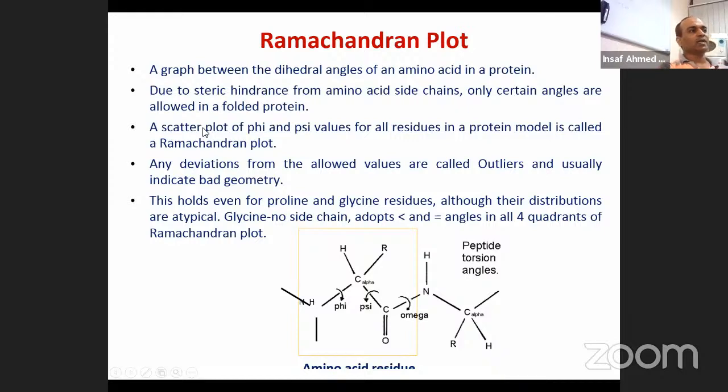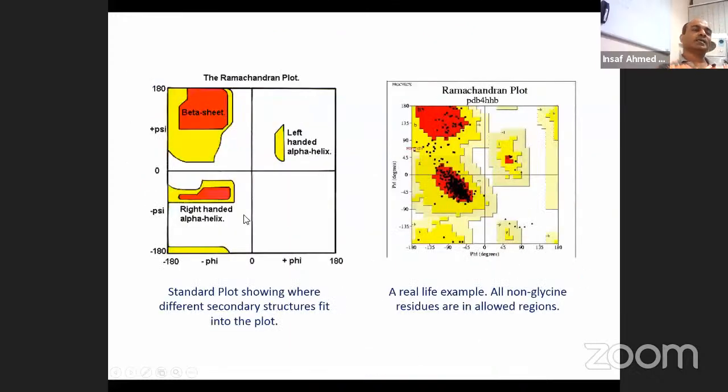You will have different types of outliers and other things. This is not applicable to glycine, because it does not have a side chain. It is also not applicable to proline, because that also does not have a proper side chain. When you see a standard Ramachandran plot, there are different regions, like beta sheets, right-handed alpha helix, and left-handed alpha helix.